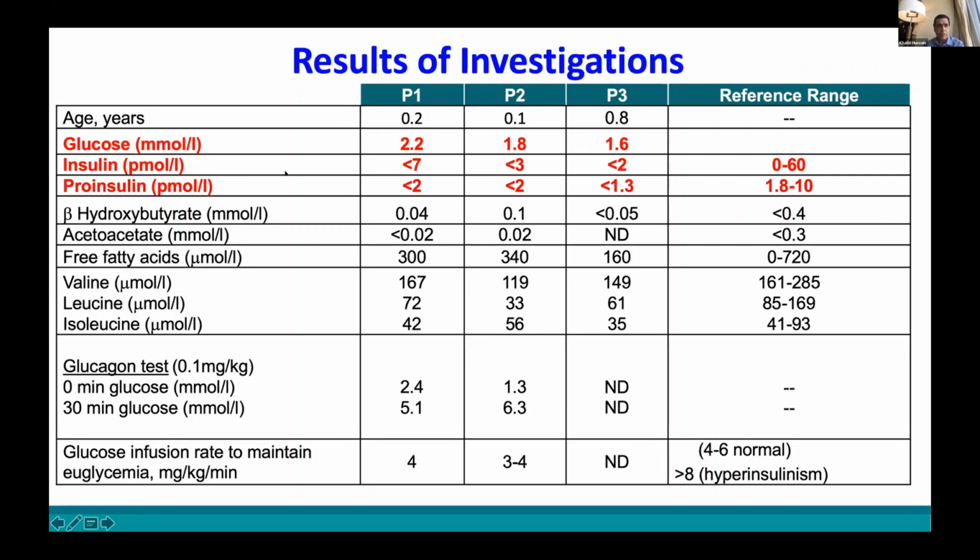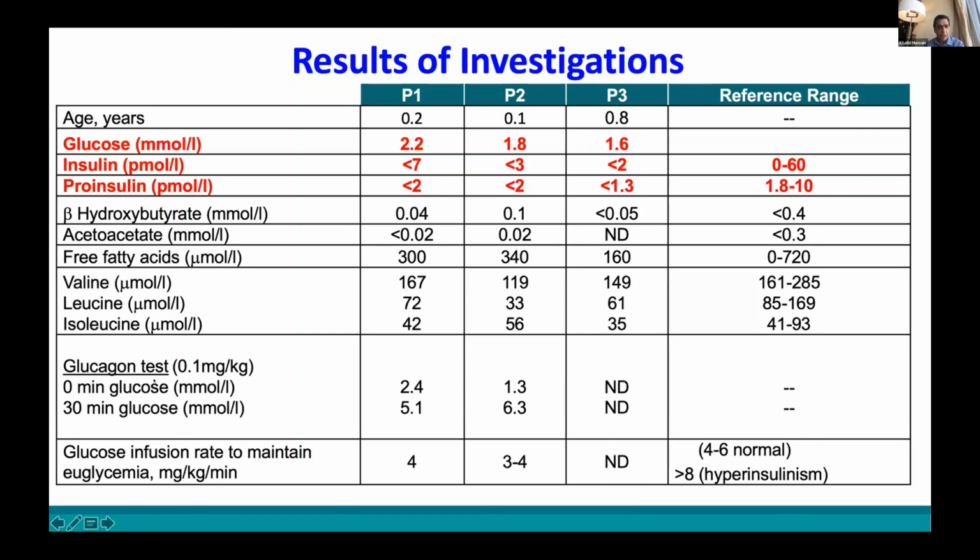This is the blood glucose level. You can see insulin is undetectable on every occasion. Proinsulin undetectable. C-peptide was also undetectable. I want to show you that the ketone bodies were undetectable and fatty acids were very, very low. So this suggests that there is insulin action, but we cannot actually measure any insulin. These are your branched-chain amino acids. They're usually low in patients where there is insulin around, insulin action, and again, they were low.